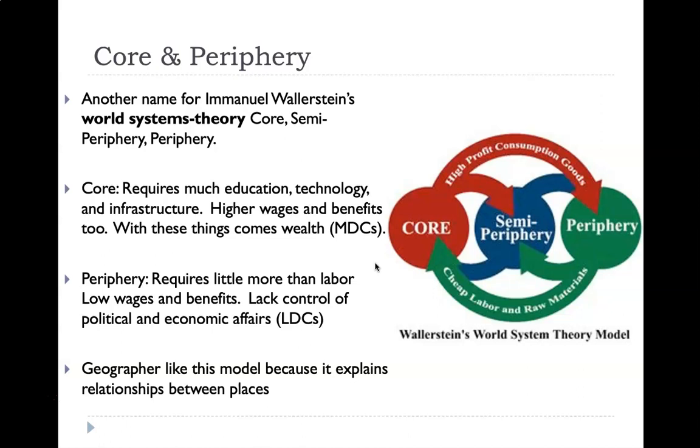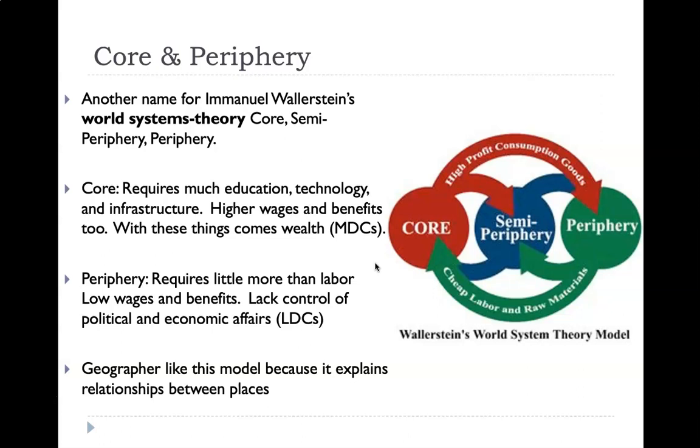The opposite of that is the periphery, which you see in the green, right? And it requires little or no skilled labor, right? There's low wages. There's lack of control of political and economic affairs, which is going to lead us into neocolonialism and things that the book doesn't talk about, but you need to know.